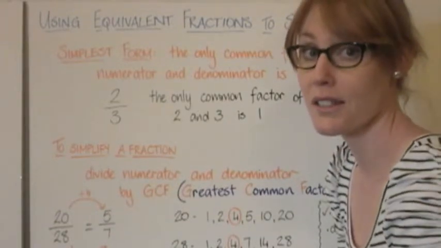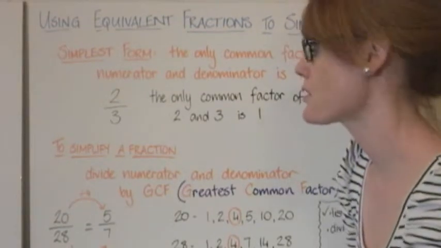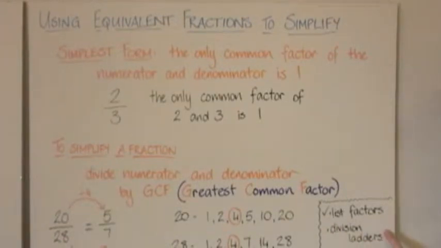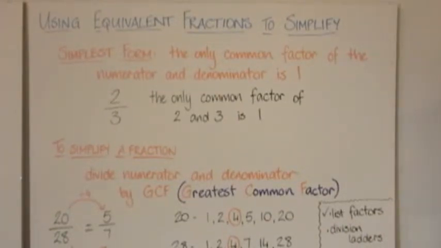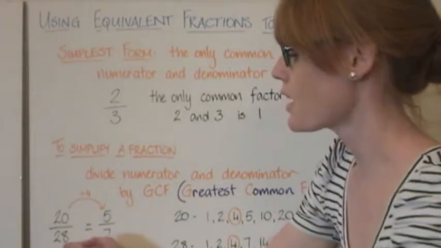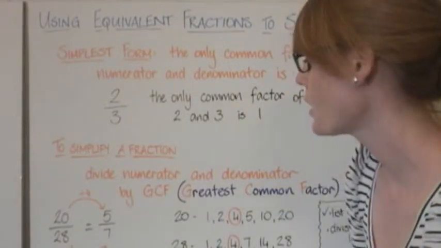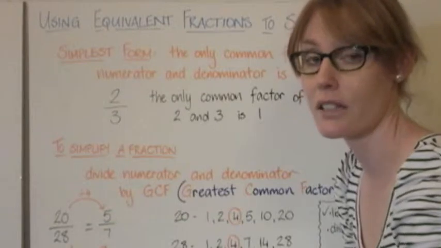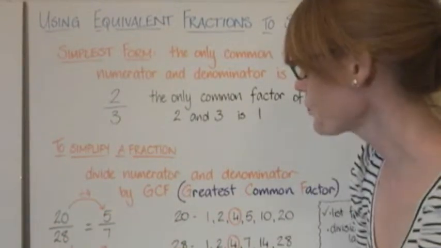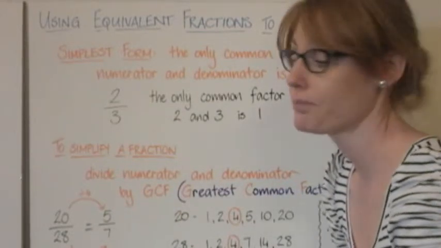We can use these equivalent fractions to simplify a fraction with 3 different methods. We can list the factors, which I've shown here. We can use division ladders, and we can use factor trees. Firstly, let's use listing the factors. If we start out with a fraction of 20/28, and we have been asked to simplify it, we could simply list the factors of our numerator and denominator. We would divide the numerator and denominator by the greatest common factor.